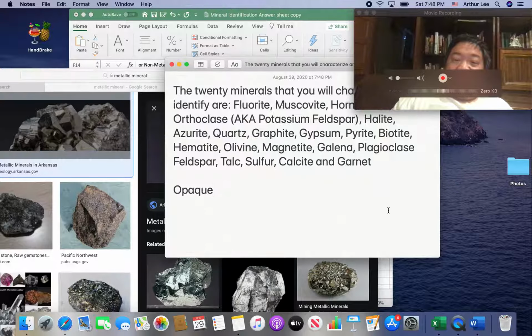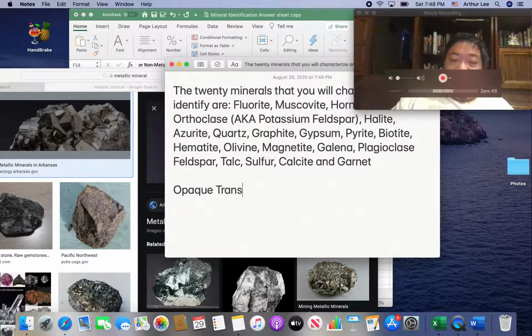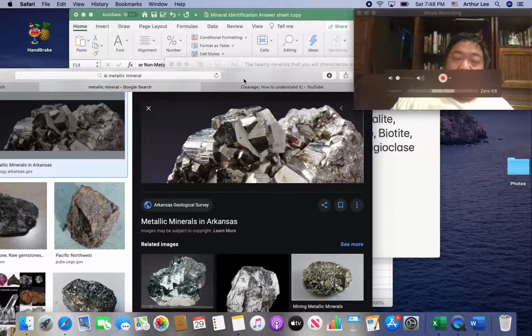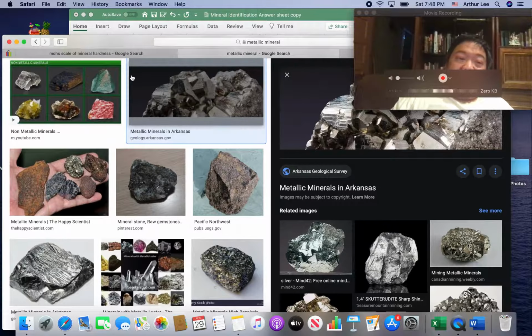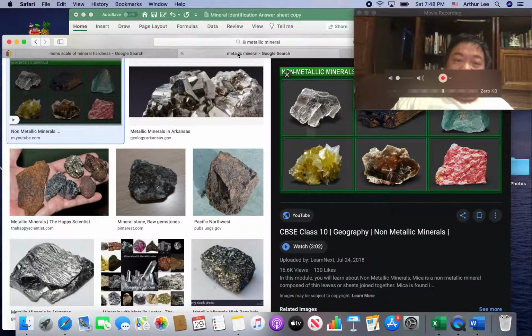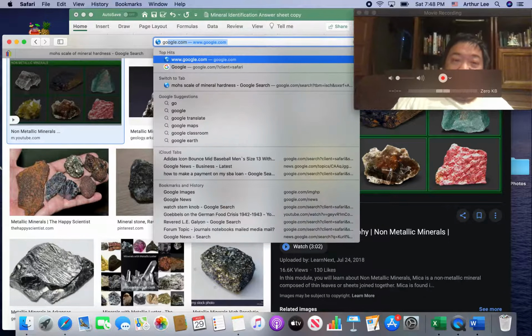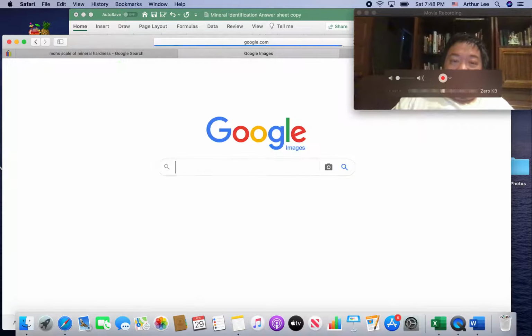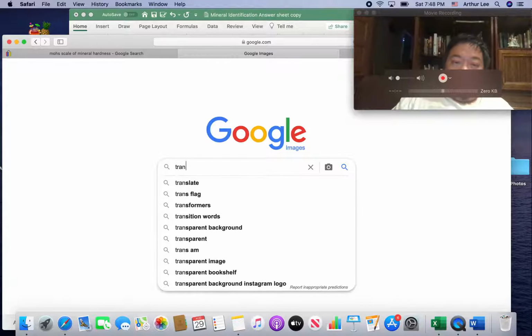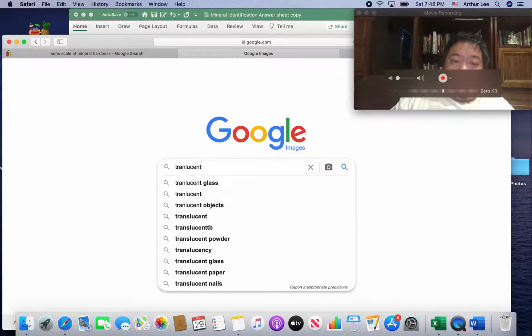The opposite of opaque is translucent. A translucent mineral will allow for light to pass through it. Let's take a look at what a translucent mineral looks like. Translucent mineral.